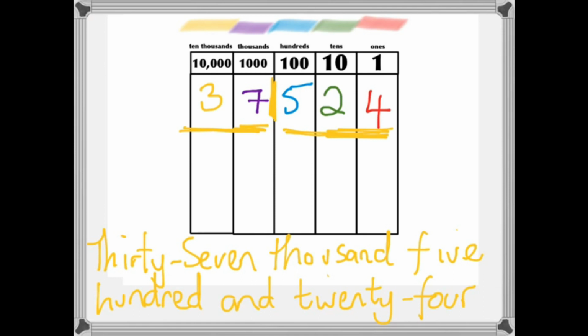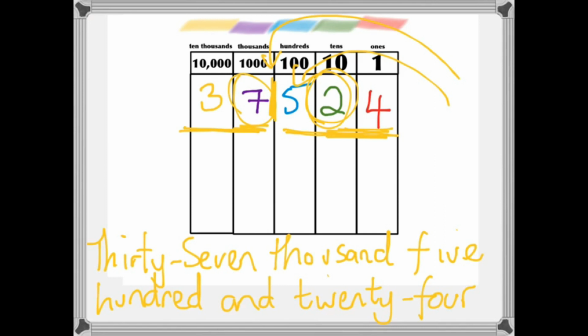We're always going to say thousand when we get to here, and then hundred in here, and then 24. But we don't say 3 tens of thousands, because it's like the tens. So we say 37,000, and we say the thousand after the thousands column, so 37,000.